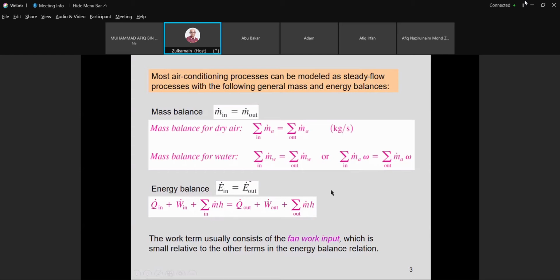And then after that, we are going to look at the energy balance, okay, whereby we can have right here the energy balance in terms of mass transfer. We have the Q in, we have the W in, we have the summation of the enthalpy or the energy going into the system, and we have equal to the Q out, W out, and the summation of the energy transferred by mass at the exit or the outlet of the duct. So these are the two basic formulas that we are going to use to look at the mass flow rate involved and also the energy involved in those air conditioning systems.